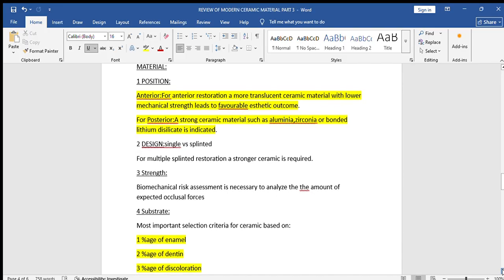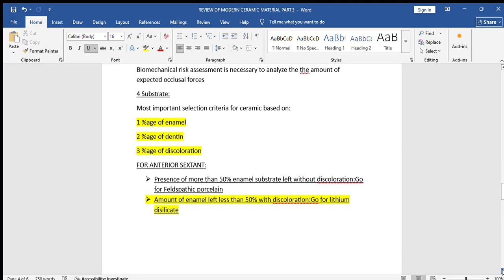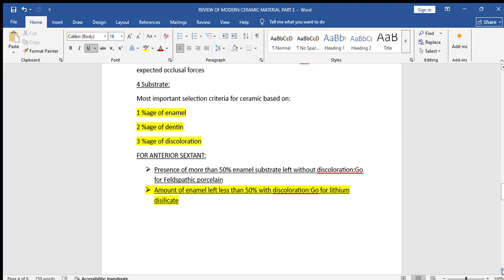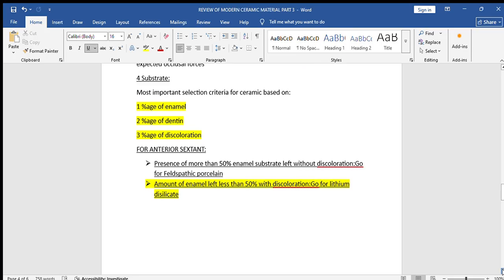Now, substrate. The most important selection criterion for ceramic is based on substrate. Here we have to observe three important criteria. Very first, percentage of enamel, second, percentage of dentine, and third, percentage of discoloration. Now, how? For example, a patient came to OPD. Now look at this case.